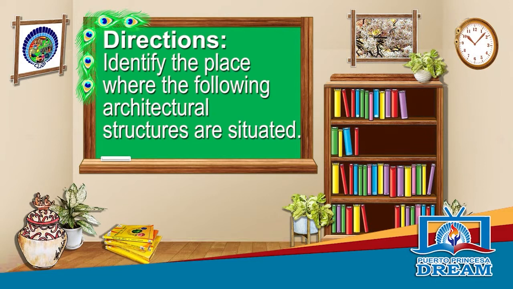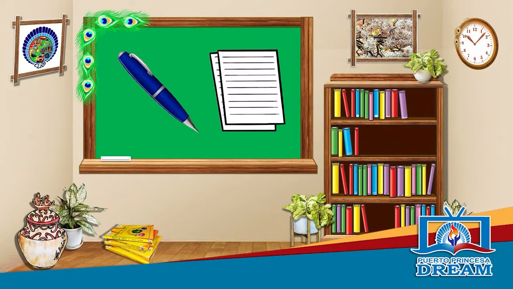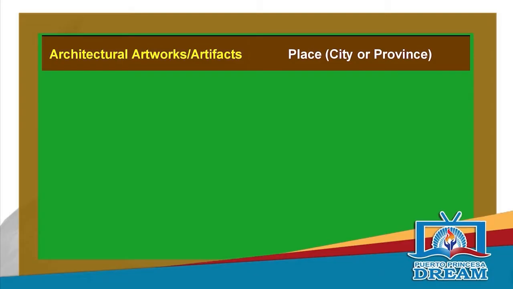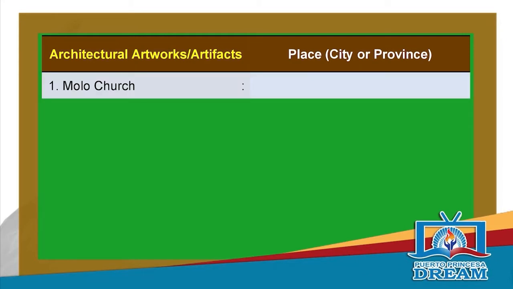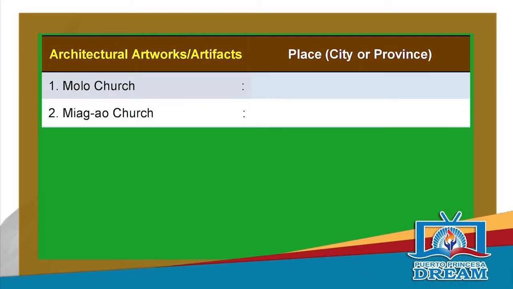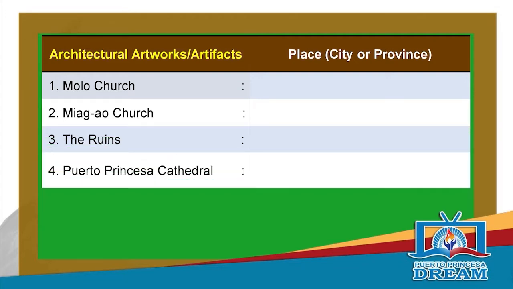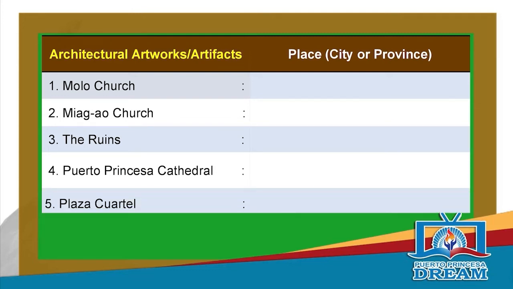Directions. Identify the place where the following architectural structures are situated. Write your answers in your activity notebook. You have 2 minutes to provide the answer. Architectural artworks and artifacts. Number 1, Molo Church. Number 2, Miag-ao Church. Number 3, The Ruins. Number 4, Puerto Princesa Cathedral. Number 5, Plaza Cuartel.